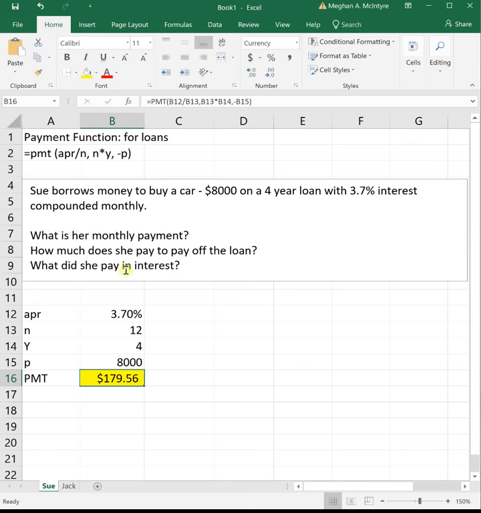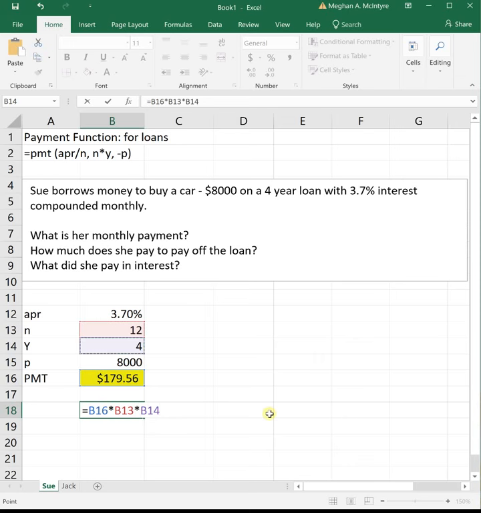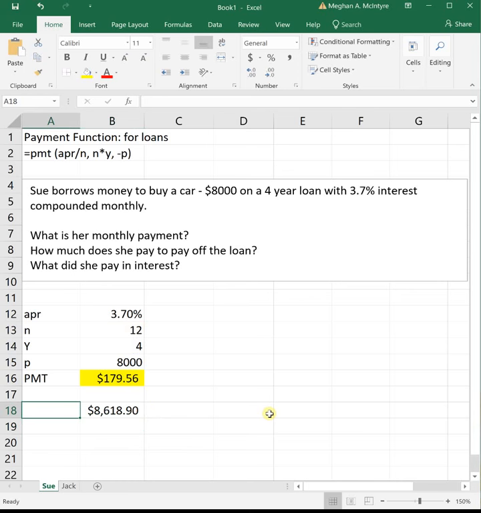So it says, how much does she pay to pay off the loan? Well, she's paying $179.56. She's paying that 12 times a year, every month, and then she's doing that for 4 years. So her total payoff will be her monthly payment amount times the number of months per year times the number of years, or it's going to take her $8,618.90 to pay off the loan. This is her payoff amount.